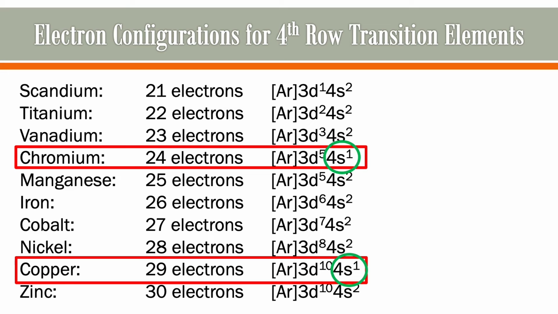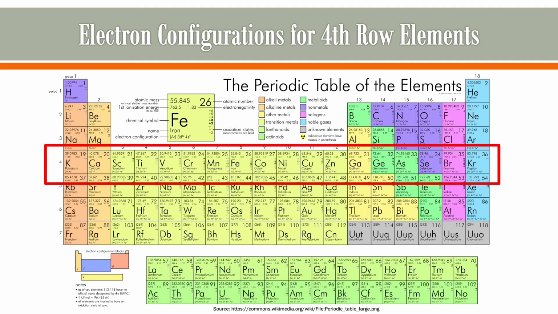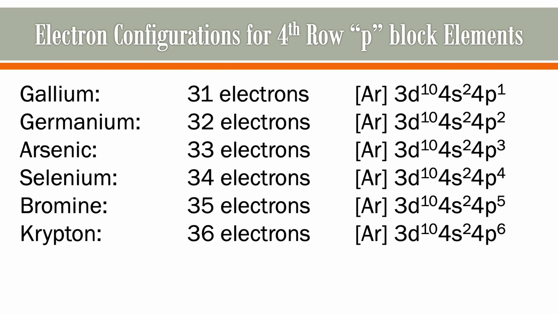There are other exceptions like this throughout the periodic table in the d block, but that's outside of the discussion for this channel. We'll conclude the row by going into the p block. Here, we'll add electrons to the 4p orbitals one at a time, concluding with the noble gas krypton.